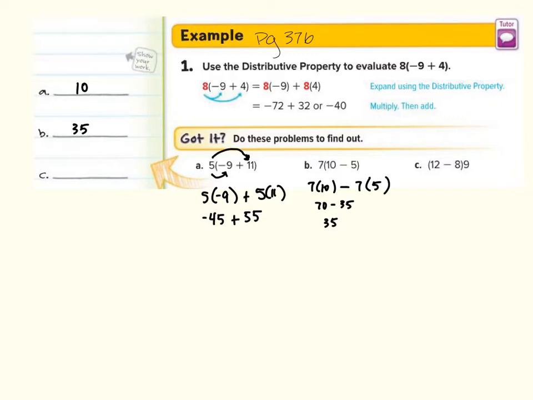Pause the video, do C on your own, and resume play when you're ready for the answer. You should have gotten 36 as your answer. Check your work. Make sure you make any corrections, and then let's move on.